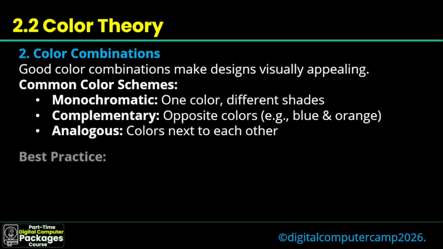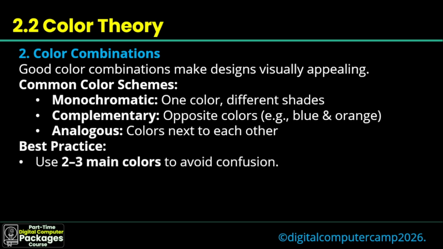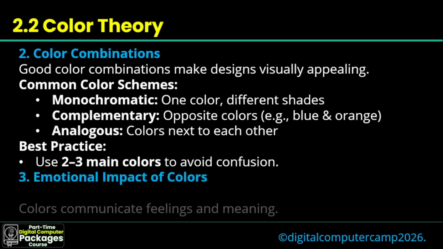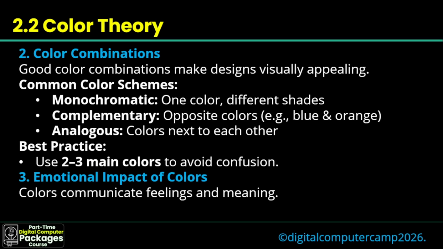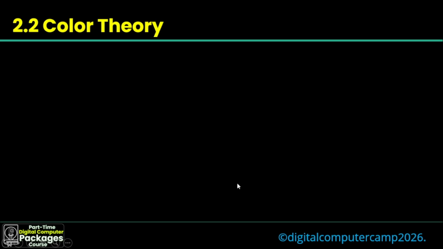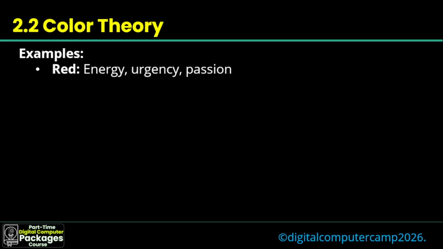And then best practices: use 2 or 3 main colors to avoid confusion. The emotional impact of color is that colors communicate feeling and meaning. As you can see on this presentation, I have used 3 types of colors: yellow, blue, and black. This communicates feelings and meaning. For example, the color red means energy, urgency, and passion.